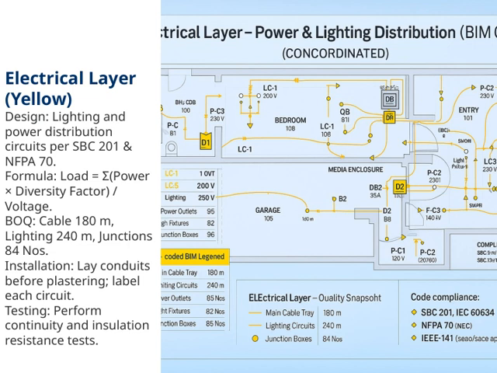In terms of the bill of quantities, we estimate approximately 180 meters of cable, 240 meters of lighting wiring, and around 84 junctions. These figures help us plan material procurement and installation logistics effectively. For installation, it's important to lay the conduits before plastering begins, which prevents damage and makes future maintenance easier. Each circuit must also be labeled clearly to ensure proper identification during operation and troubleshooting.